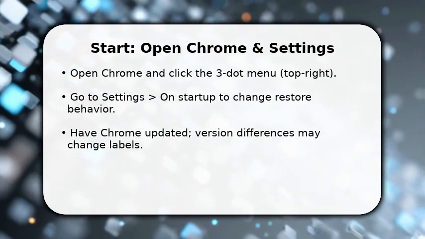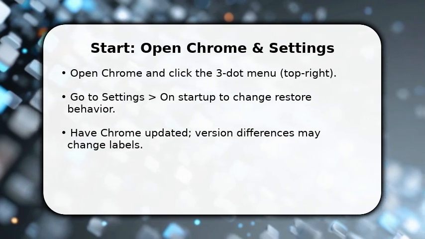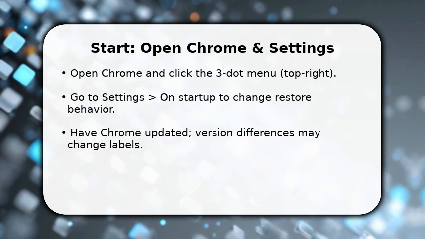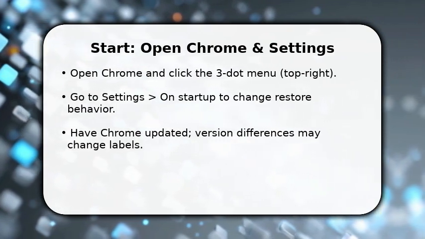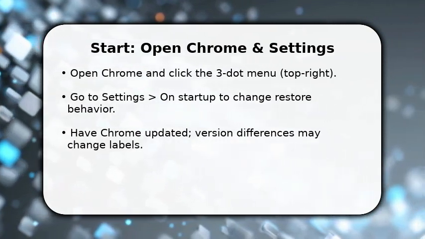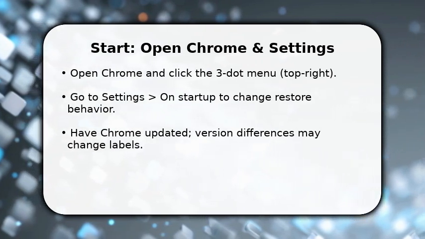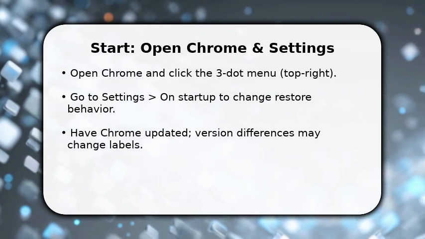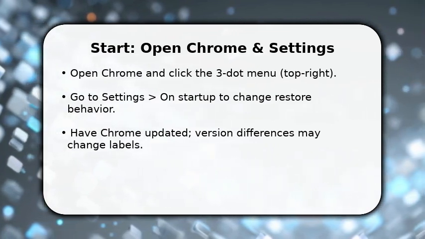You begin inside Chrome, click the three-dot menu, then choose Settings. Once done, scroll to the On Startup section so you can change how Chrome opens. You do this now because the Restore option lives there, delaying add steps later. Make sure Chrome is updated so labels match these instructions. If you use profiles, pick the profile you want to change.